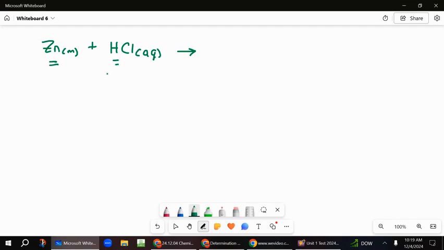Now, zinc has what charge? +2. Chlorine has what charge? So what should a compound of zinc chloride look like? ZnCl2. And this, ladies and gentlemen, was aqueous. Aqueous means it was what? In water.